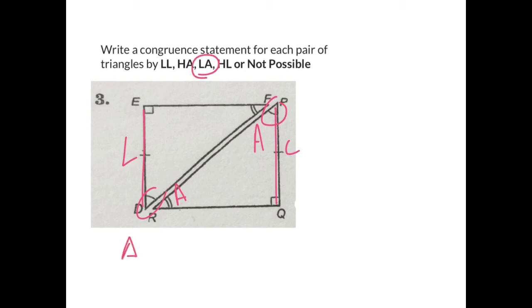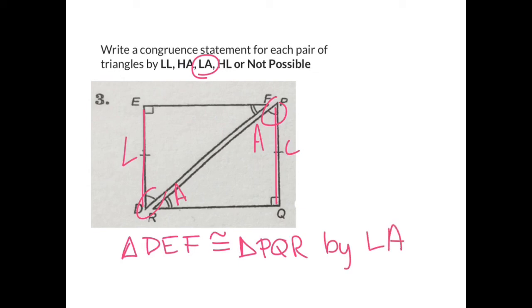So I will say that triangle DEF is congruent to triangle PQR by leg angle. And again, pay attention to your order of your statements with your letters. I started with D, which is the single angle mark, then I went to the right triangle, or the right angle, so I had to start with P and go down to Q when I was writing the second part.